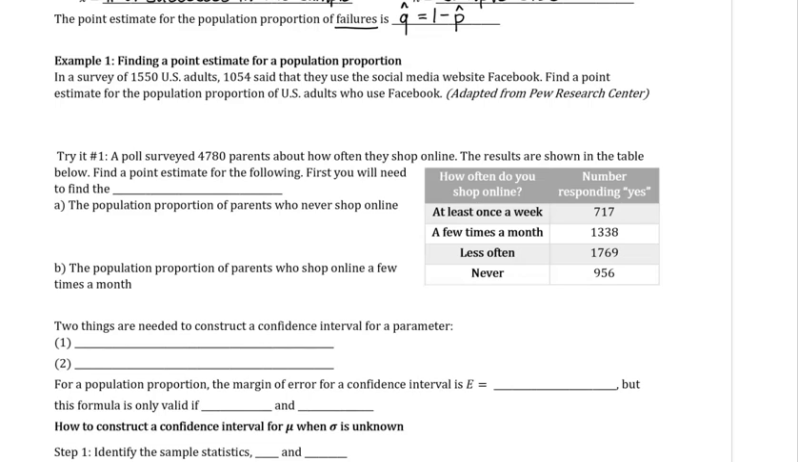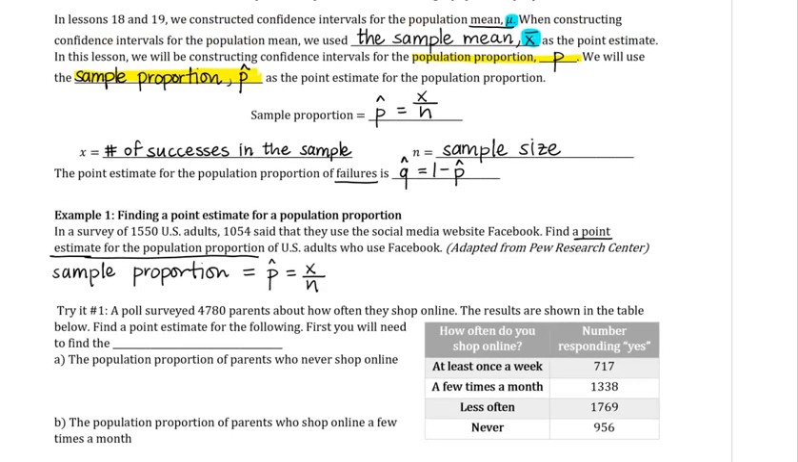So when they ask us to find the point estimate for the population proportion, that's telling us that what we want is the sample proportion. The point estimate for the population proportion is the sample proportion. And the sample proportion is p hat, which is equal to x over n. And I'm getting that formula from right up here. P hat is equal to x over n.